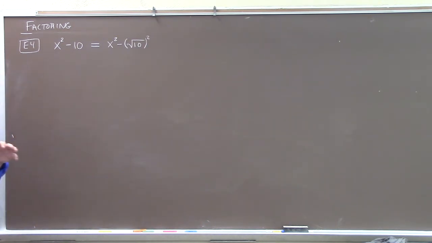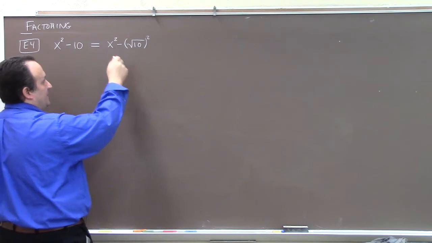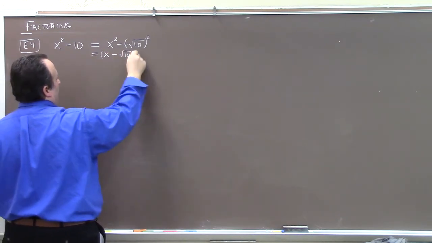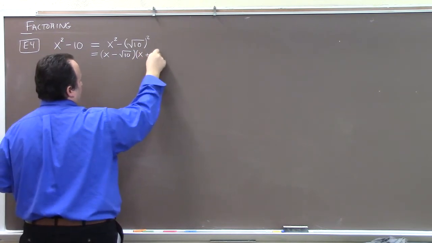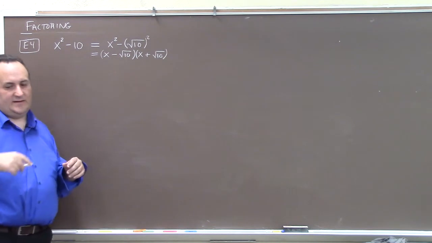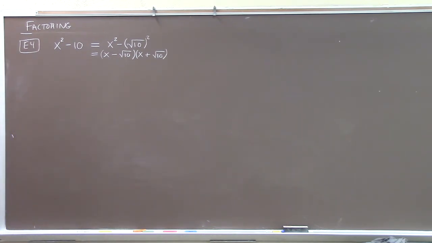So this is a trick. Any number can be replaced by the square root of the number squared, provided that number is positive. And then it's the difference of squares, so I can factor it. x minus the square root of 10 times x plus the square root of 10. When I put this problem on the test, a number of students just go, oh, you can't do it, because they only think in whole numbers. But there is more to life than whole numbers, right?